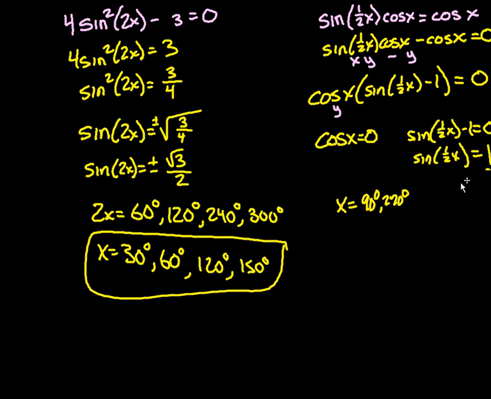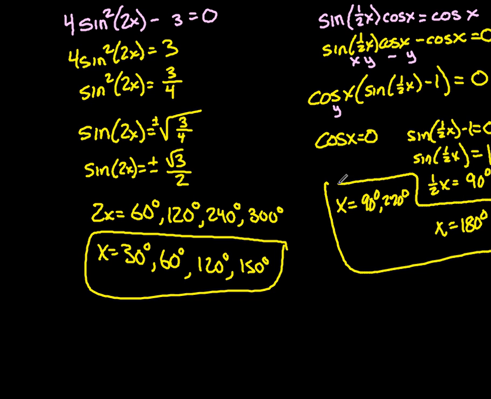To solve this guy, I would first bring the 1 over. So sine of 1/2 x equals 1. I would then say, when does sine equal 1? Well, that happens at 90 degrees only. So 1/2 x, because that's the inside, equals 90. But I don't want 1/2 x, I want a full x. So I'm just going to multiply both sides by 2 to get x equals 180 degrees. So that means that my final answers are these 3 values, 90, 180, and 270 degrees.